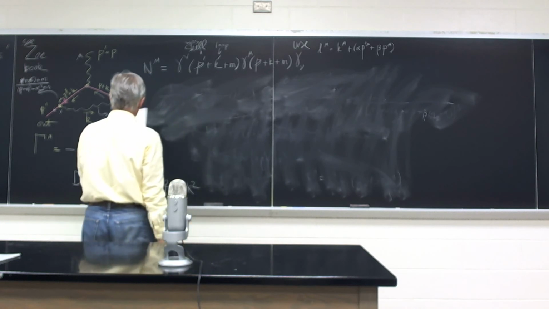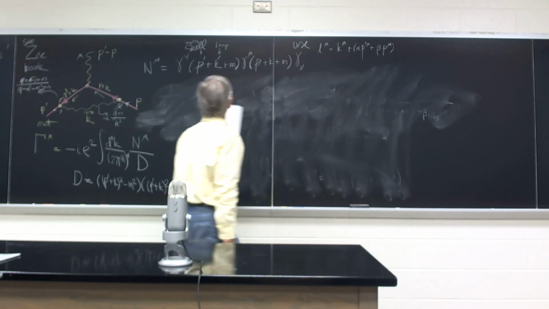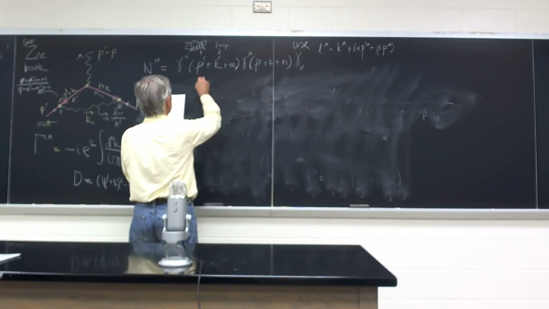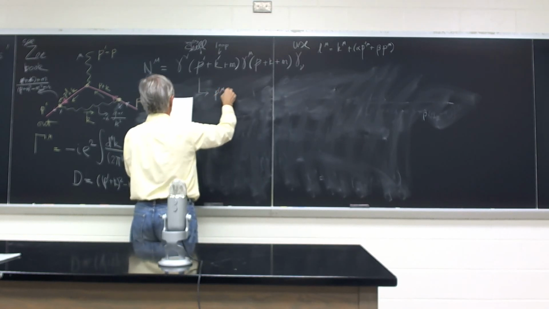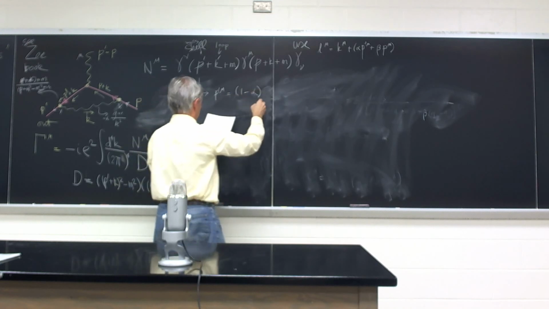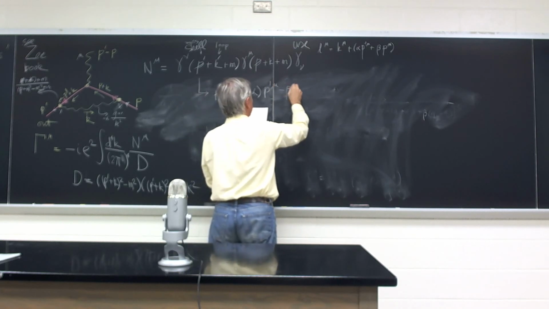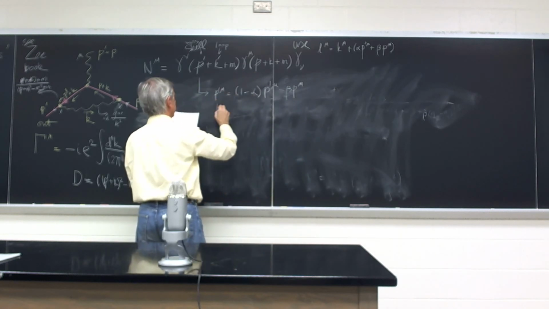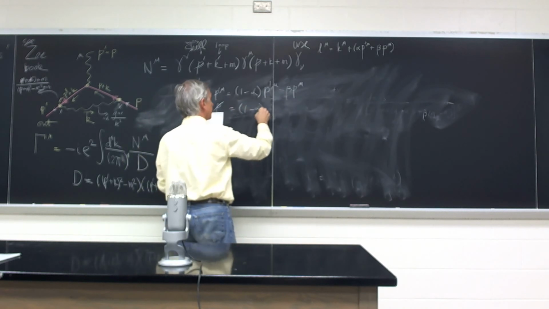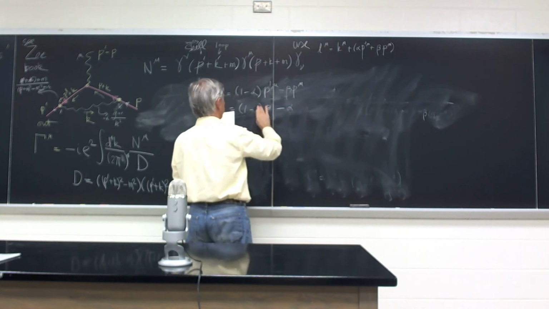So if I substitute that inside, then my P's will change. This will become L, but this will become P prime, with this 1 minus alpha. Use the slash notation just for the heck of it. Minus P.